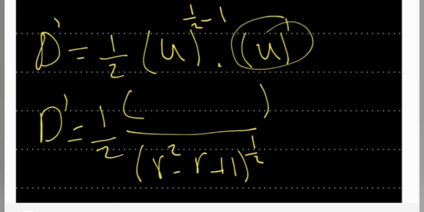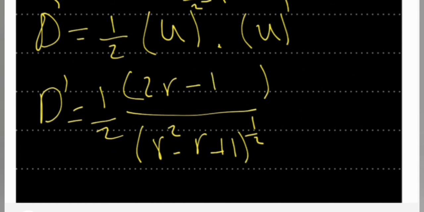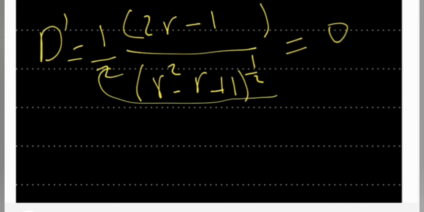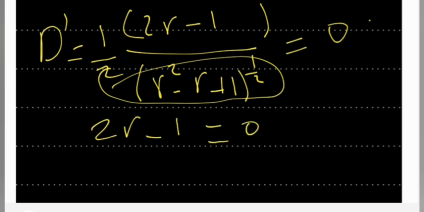Now u prime, what is the derivative of u? It is 2r minus 1, okay? And now we say that this derivative is equal to 0, so all of this will go to the other side multiplying, which equals 0, and 2r minus 1 equals 0, so r equals 1/2, okay?